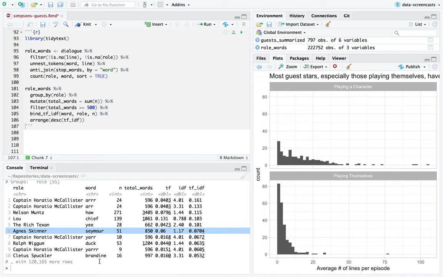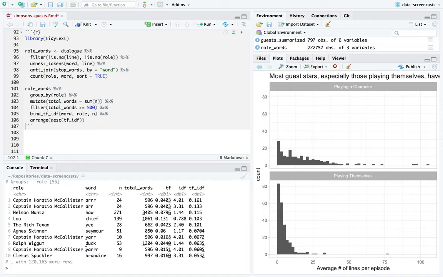Here's where we can really see characters mentioning each other, or characters' words that are very specific. Lou, that's right, I was trying to remember who Lou was. Lou is a cop, and he keeps saying chief in many lines of dialogue. So what we're really seeing, this is pretty good, TF-IDF with characters. This is the pirate character, Horatio McAllister, and he was always going arr, or yar.